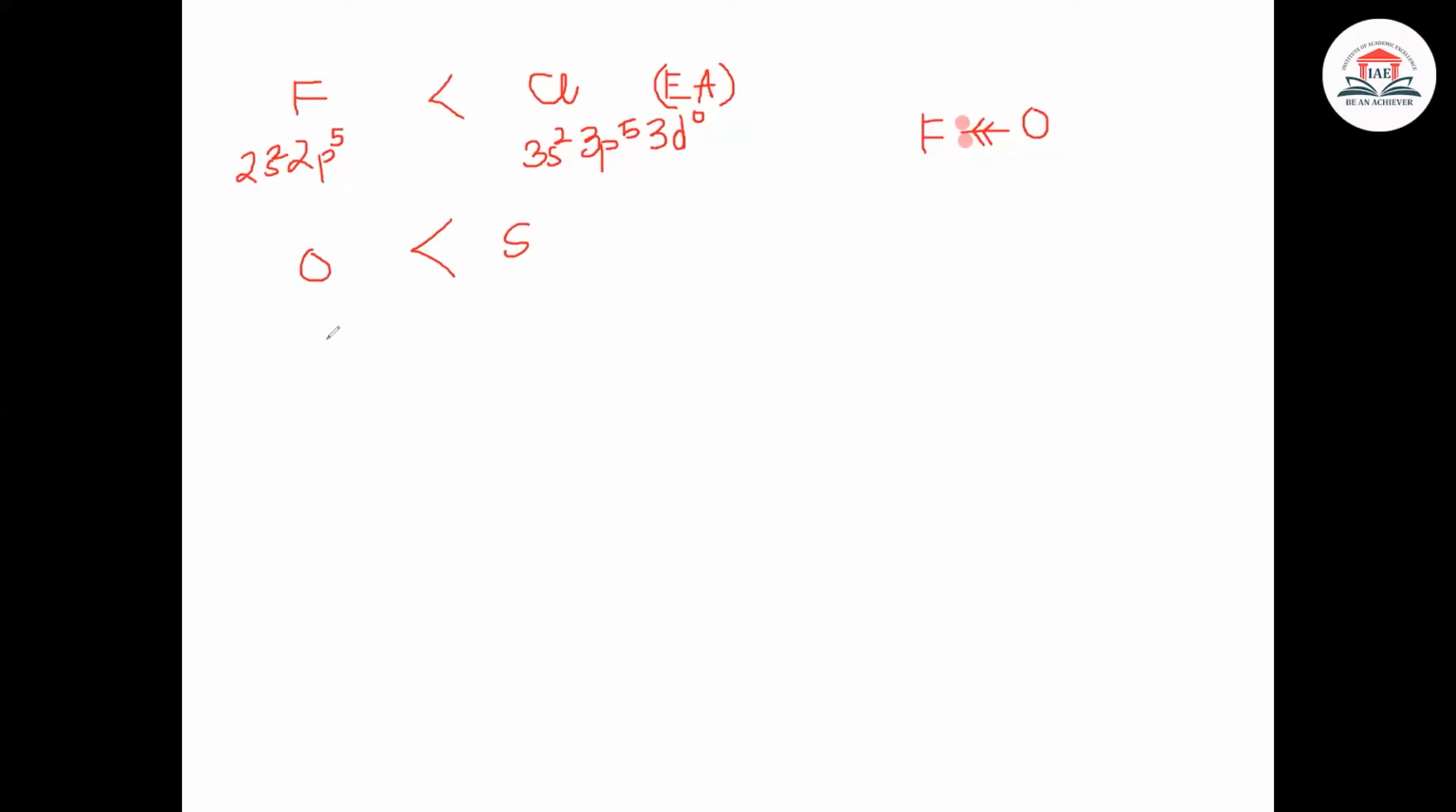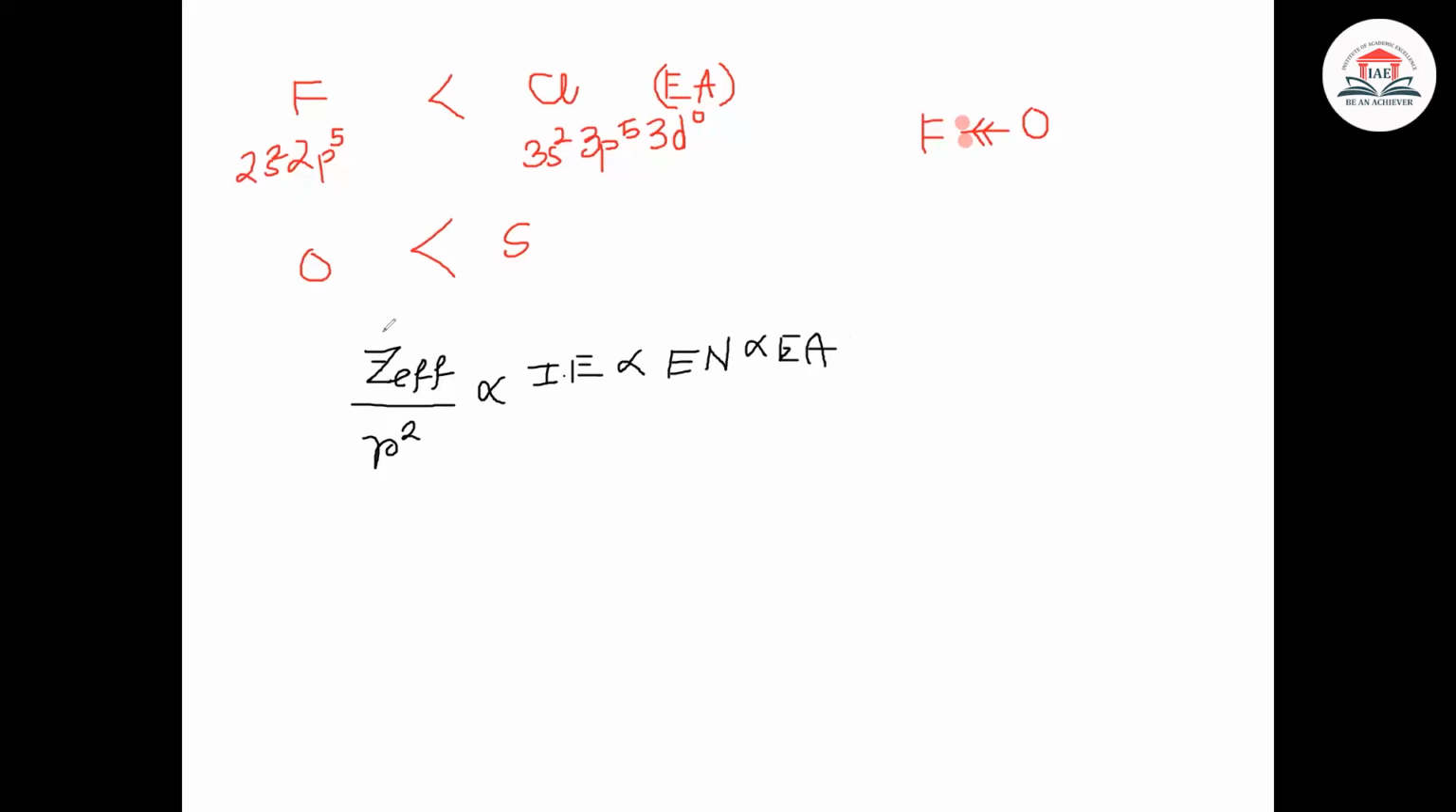Then this is the formula: Z effective by R square varies as ionization energy varies as electronegativity varies as electron affinity. Okay, so if you remember this, you can predict any trend in the periodic table.